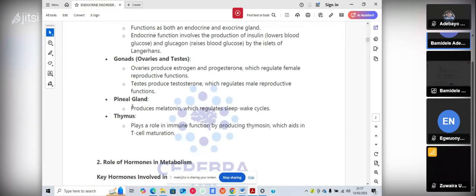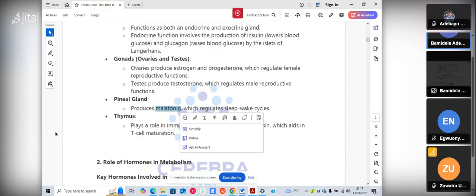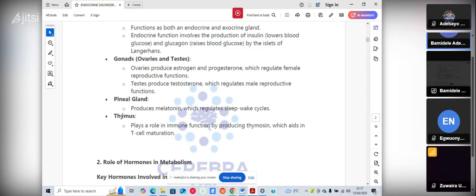Okay, then we have the pineal gland. This pineal gland is not really popular, but we cannot but mention it because it produces melatonin. This helps in sleep-wake cycle. So those of us that work night shift, I'm sure all of us are nurses, we don't shift, we run shifts. So those of us that work the night shift, probably we are messing up our sleep cycle, and it will ultimately affect the production of melatonin. Okay, right. The last on my list here is the thymus gland. This helps in immunity. It helps to produce thymosin, which helps in the maturation of T cells. This one helps in our immunity.